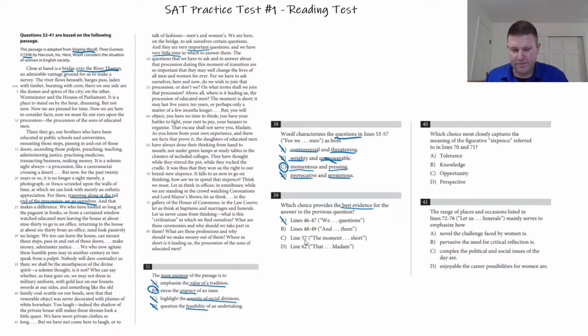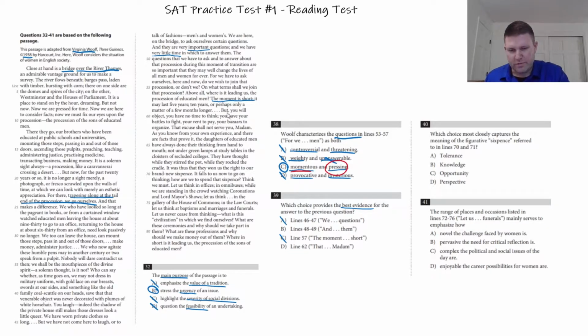This is the trap, guys, if you look at 57. So the moment is short, meaning we don't have much time. It may last five years, ten years, or perhaps only a matter of a few months longer. So this does illustrate the fact that it's pressing, but it doesn't directly spell out how important it is. It just says it's really urgent because we may not have much time. You might leave 57 around, or at this point chop it because you know it doesn't cover momentous. And then for D, line 62, it just says that excuse shall not serve you, madam.